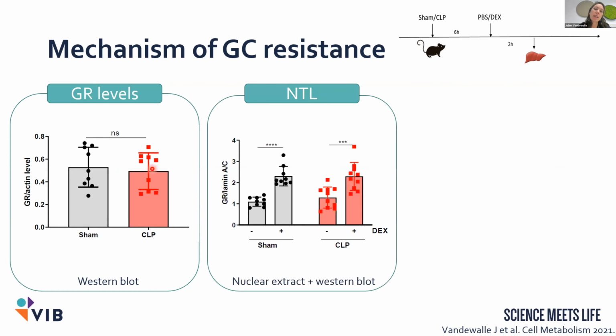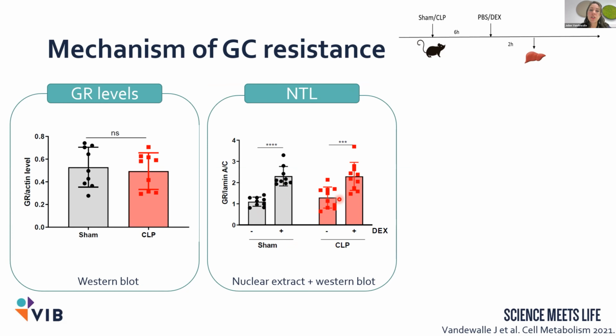Then we looked at the nuclear translocation capacity of the GR. So the GR, once activated, translocates to the nucleus. And here we can see that upon DEX injection in sham mice, there is indeed an increased accumulation of the GR in the nucleus. And this is also occurring in our CLP mice. So there is nuclear translocation occurring in our CLP mice. And indirectly, this means that the GR is still capable of recognizing dexamethasone. So it recognizes dexamethasone and it can translocate to the nucleus.